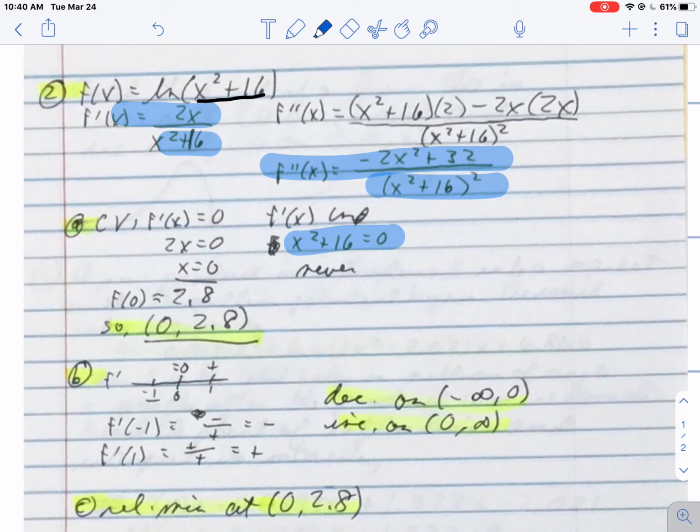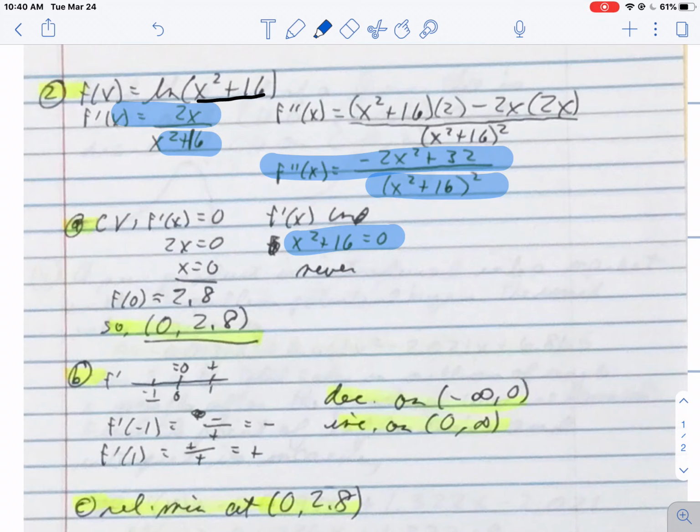I mean, you could solve it, set x squared equal to negative 16, right? But that's going to give you an imaginary solution. No, we don't have imaginary points on our graph. So yeah, an observation there as far as the value of that denominator. So that leaves me then with only x equals 0 as the only critical value.